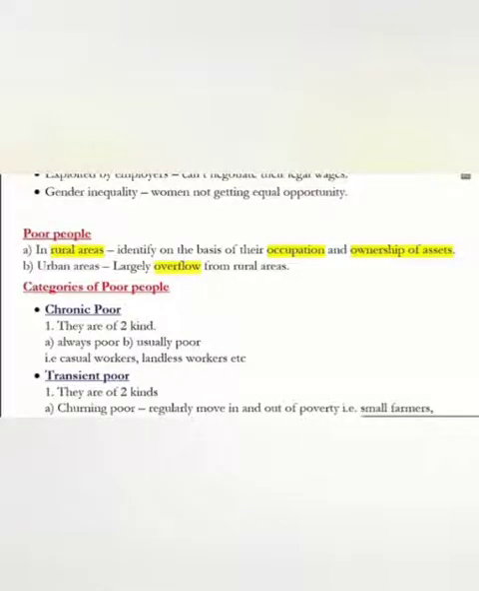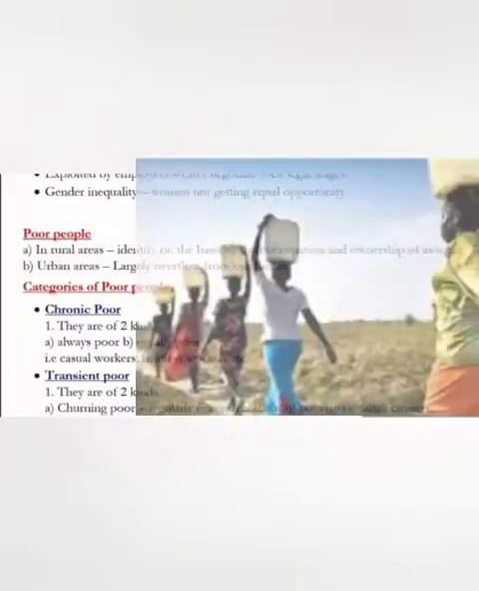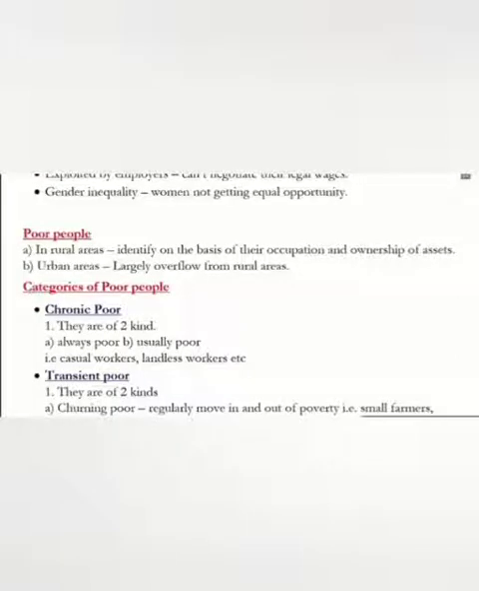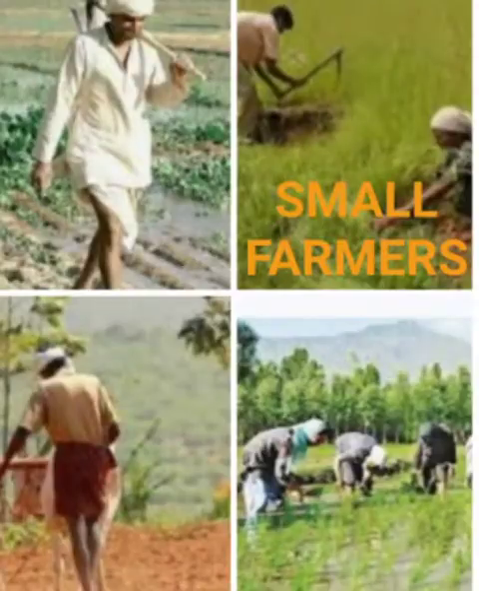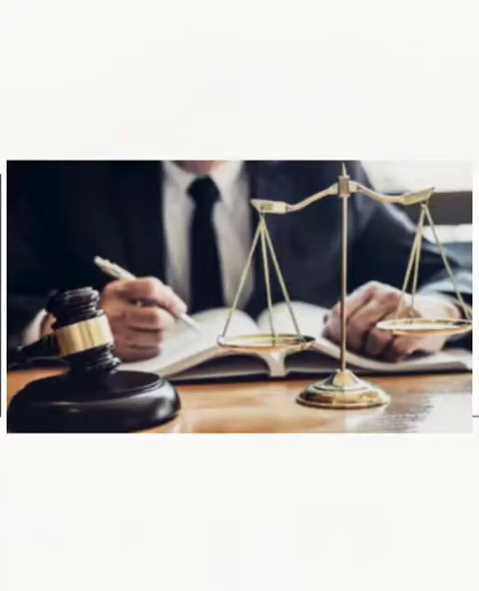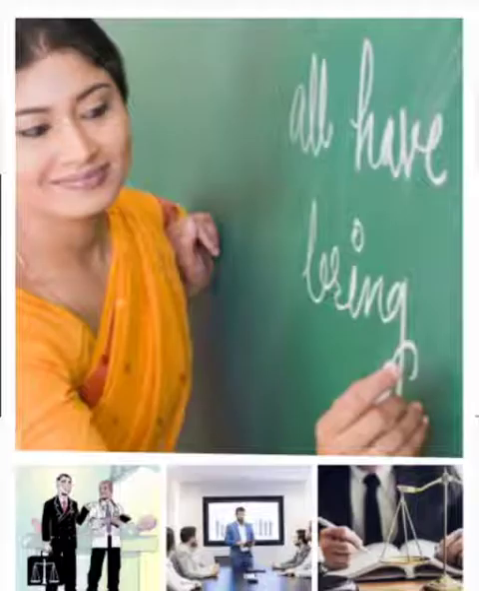Okay, students, now we observe the categories of poor people: chronic poor and transient poor. Chronic poor are again of two kinds. One is always poor, usually poor, for example, casual workers, landless workers, etc. Transient poor are again of two kinds. One is churning poor, who regularly move in and out of poverty, for example, small farmers and seasonal workers. The second type of transient poor is occasionally poor. They are rich most of the time, but may sometimes have a patch of bad luck. Another is never poor, those people who live above the poverty line, for example, doctors, lawyers, etc.